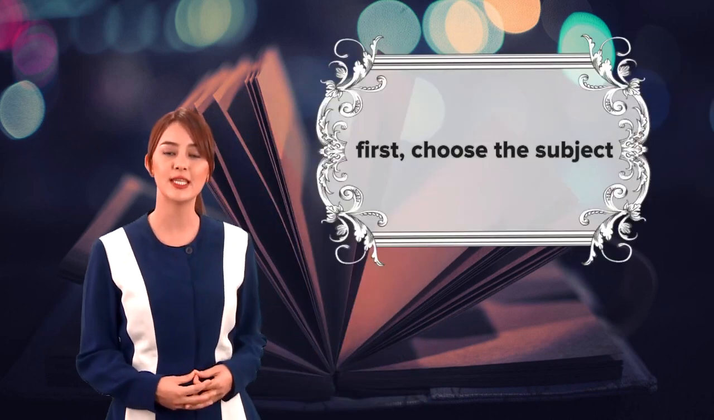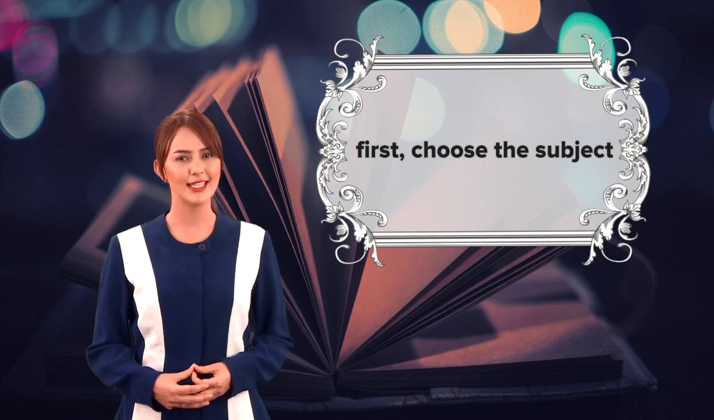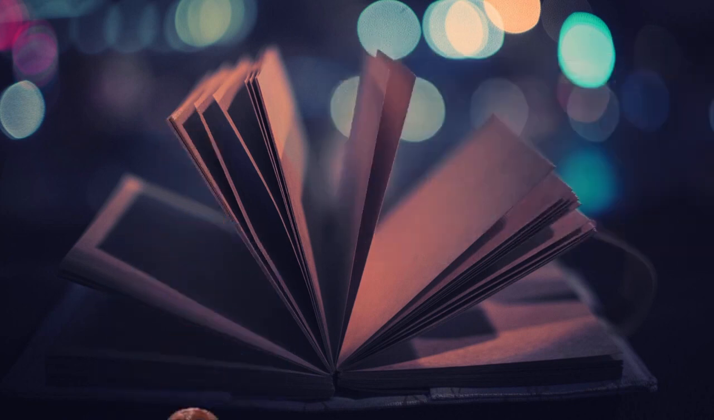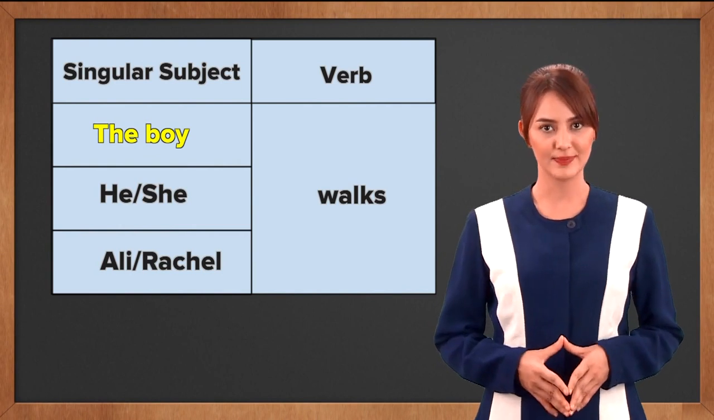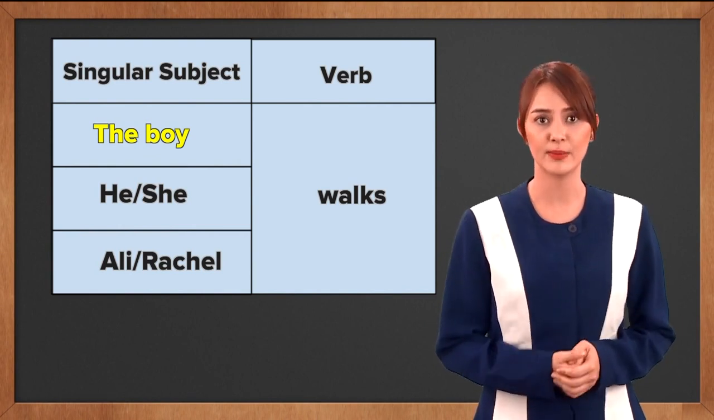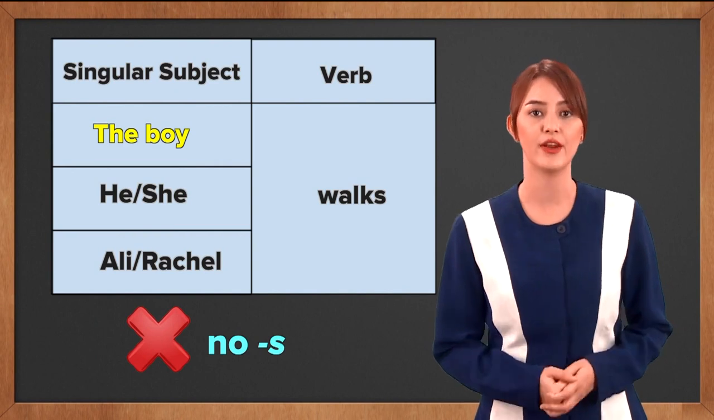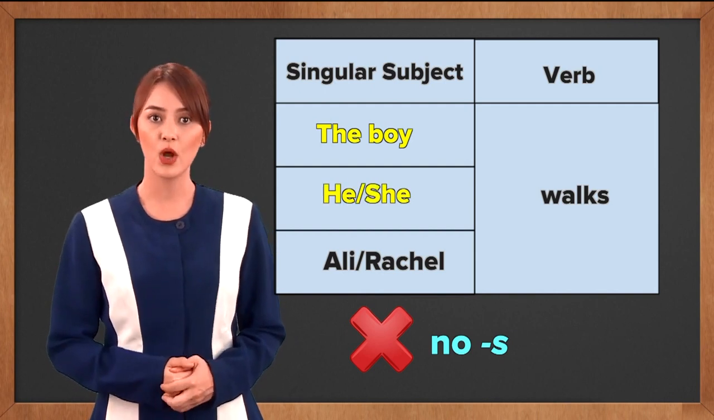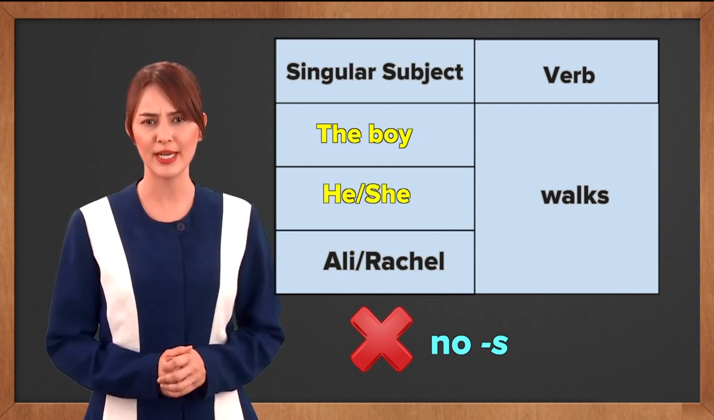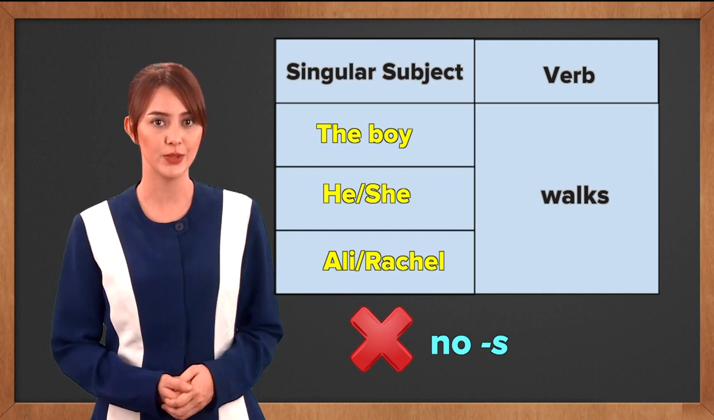First, let's choose the subject for our sentence. Let's start with singular subject. We can choose the boy as a subject. We know it is a singular subject because we didn't add an S to the end of the noun. We can also use singular pronouns like he or she. Or we can use proper nouns like Ali or Rachel.